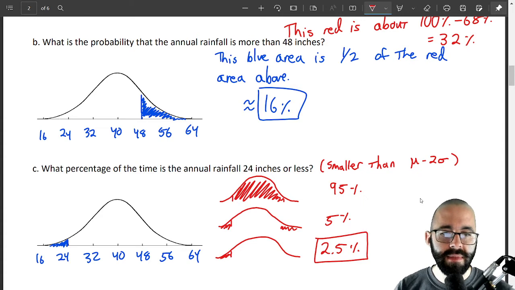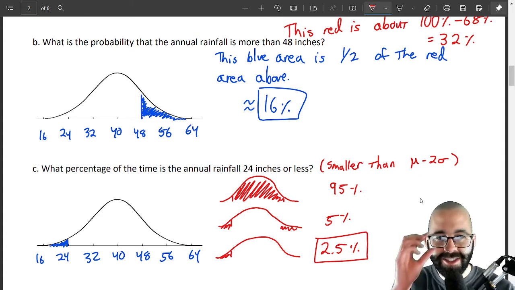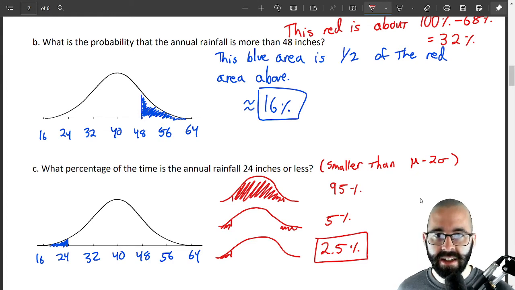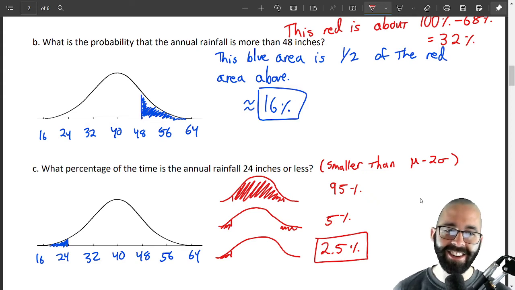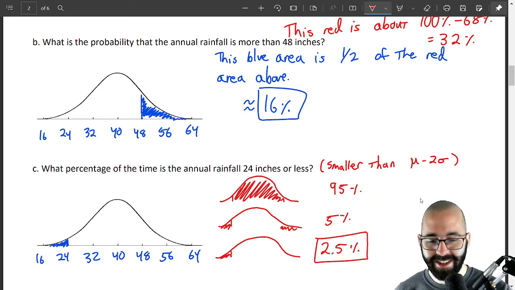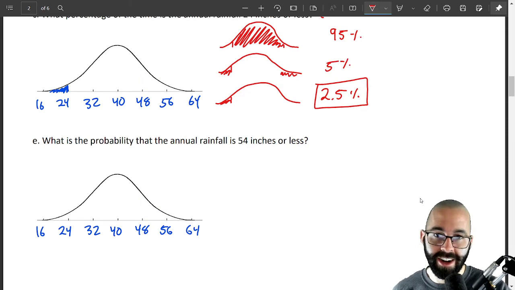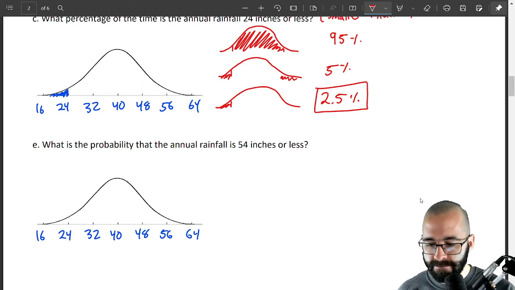I was going to color code my answer, but I ended up just doing it all in red, but that's okay. So we're less than 24 inches in Portland only 2.5% of the time. It's very rare that Portland's going to get less than 24 inches of rain in a year. Very rare. Even more rare for us up here in Olympia.